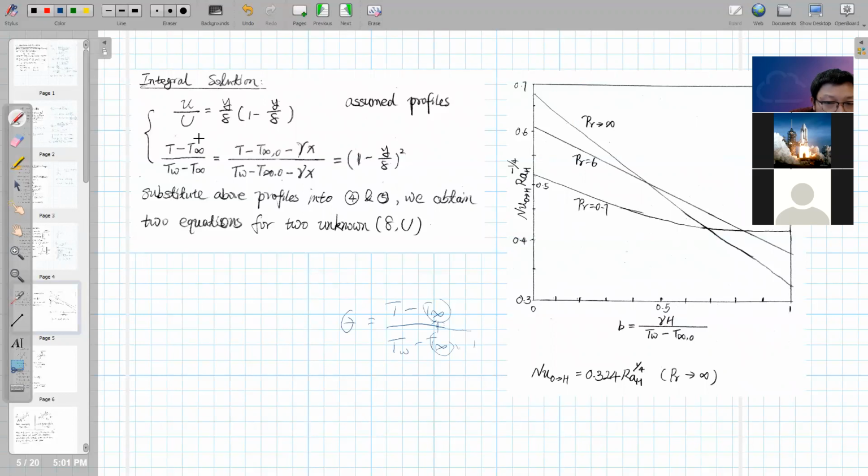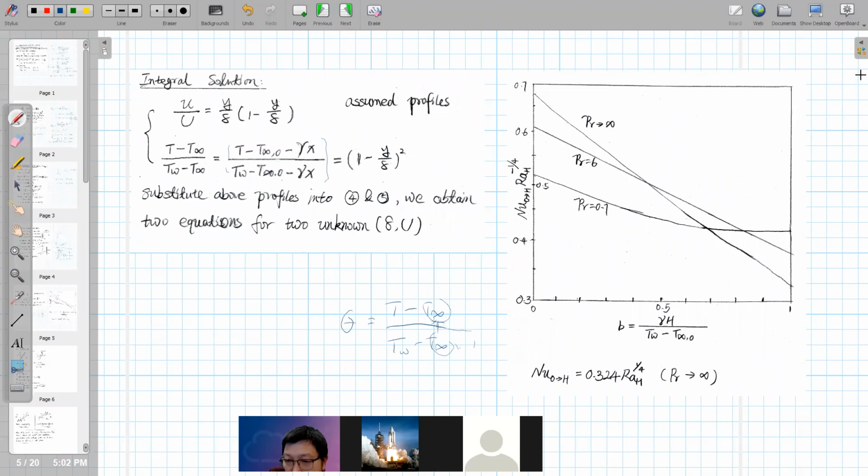Or, if we do not want to use the similarity, we can still use the integral solution as before. This is a simple form of the integral solution, where we assume the boundary layer thicknesses delta and delta t are the same. Okay, so you see that it's the same. We still assume the same form as before. The only difference is that in the temperature equation here, you need to change this T infinity to T infinity 0 plus gamma x. And you bring this into the integral momentum equation and the energy integral equation. You have two unknowns, so you are still able to solve the problem.